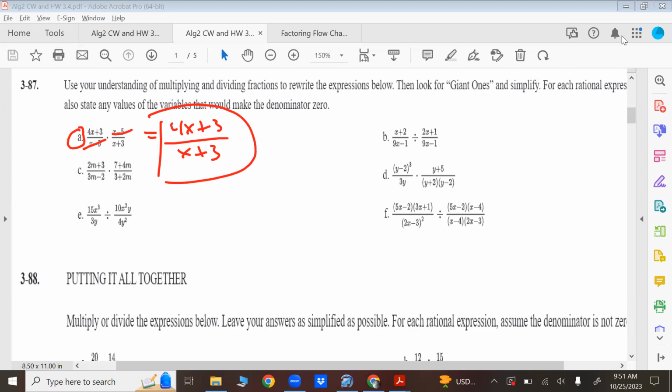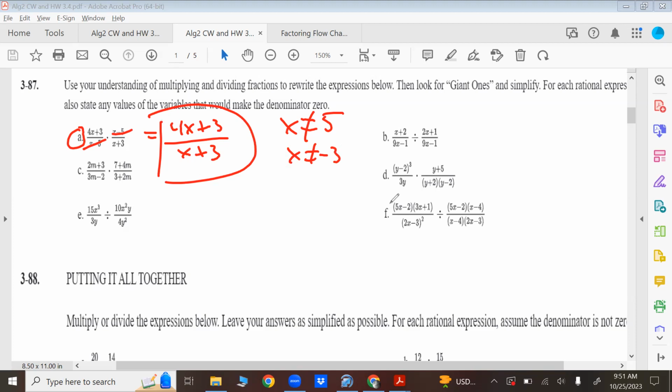You're also asked to find the values that make the denominator 0. Obviously, x cannot equal 5, and x cannot equal -3. Because that would be bad, because you'd be dividing by 0 in the original expression. So that's part A. Simplify, and state which x values are not okay.